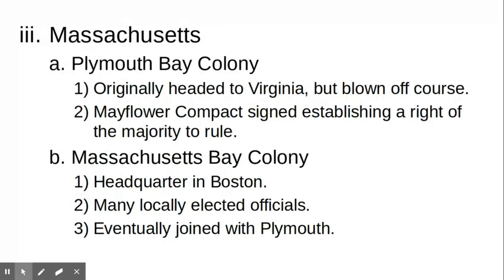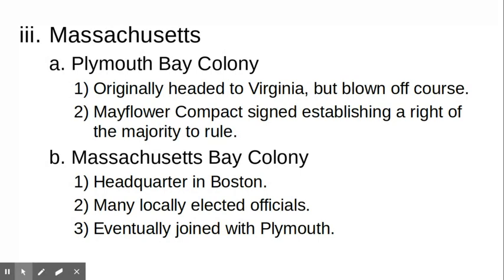The next one that I want to mention is the one that's most common, and the elementary students can name, of course, that would be Massachusetts. Although many cannot spell it. Massachusetts. And Massachusetts was actually two parts.